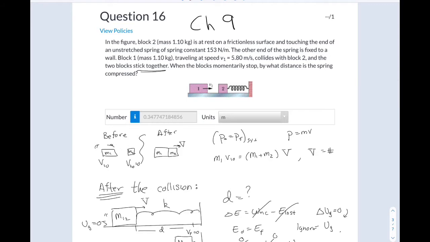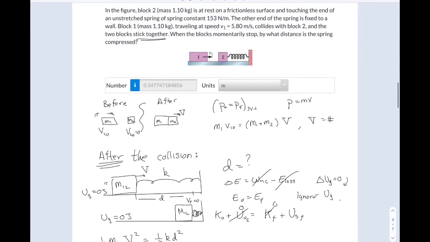Okay, this is number 16. So read through this, hit pause. There are two things going on. I have number 1 colliding with number 2. That's this picture, so there's my before the collision and after the collision.